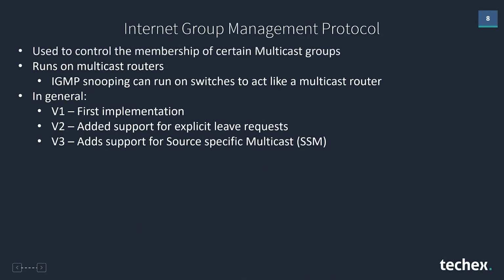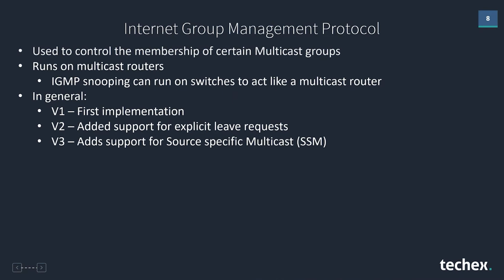So IGMP is used to control the membership of certain multicast groups, as I mentioned. It's usually run on the multicast routers themselves, the routers that run PIM, but you can enable queries on switches, and you can also enable IGMP snooping on switches to act as a kind of multicast router, to prune the traffic where it isn't needed. And as I mentioned, we have a number of versions of IGMP. We have V1, V2, and V3.